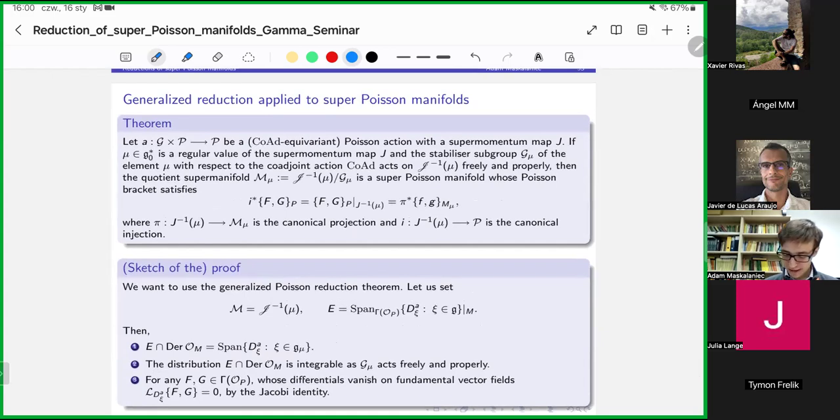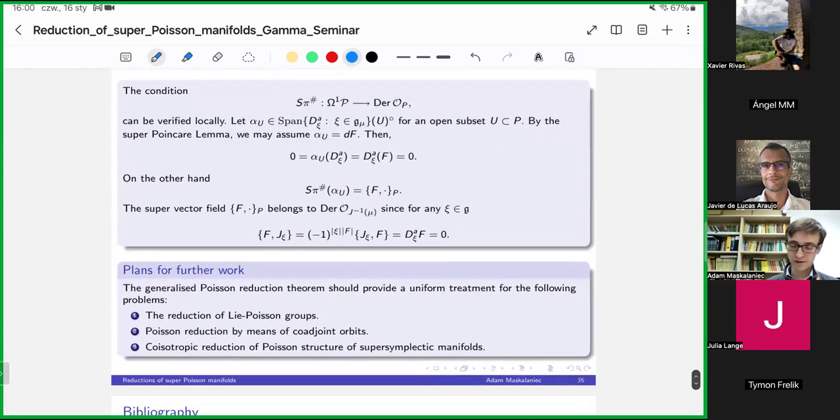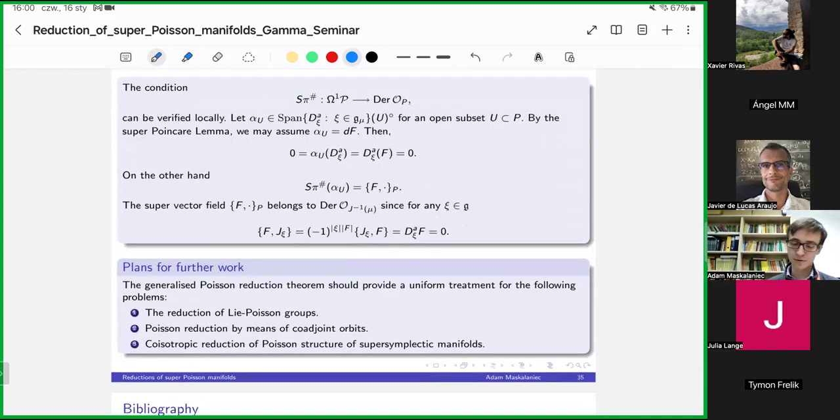As G mu acts freely and properly, this intersection is an integrable distribution, and the super Jacobi identity gives us compatibility of this construction with the Poisson bracket. Moreover, we may verify the final condition given in this generalized super Poisson reduction theorem, namely that this super Poisson bivector maps our annihilator into the derivations of our submanifold J inverse of mu.